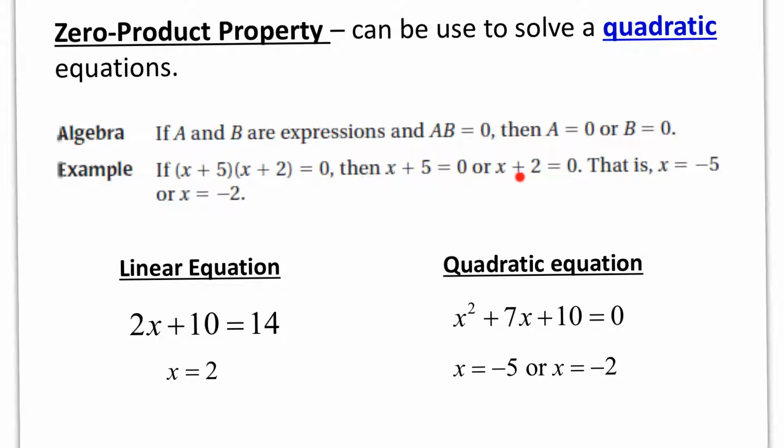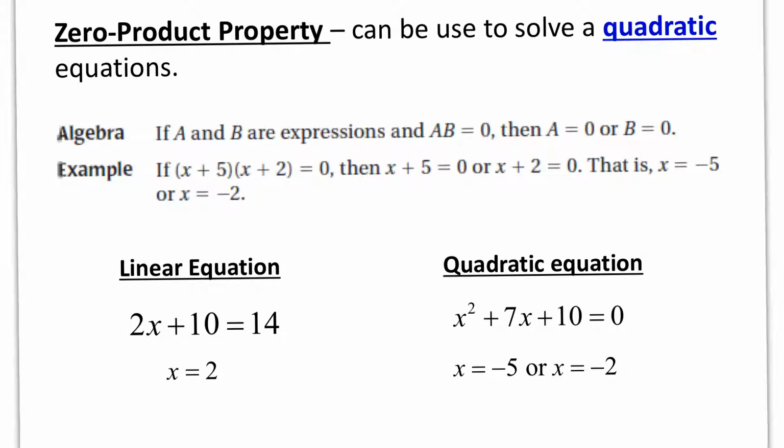After you have those 2 equations, you can solve. So you can subtract 5 from both sides, and we get x equals negative 5. You can subtract 2 here from both sides, and we get x equals negative 2. So that's where the 2 answers come from. You have a quadratic equation. You need to solve by using the zero product property.